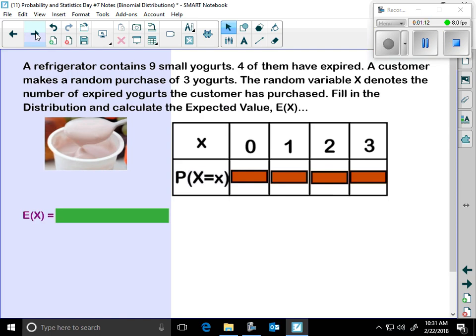So let's get started. A refrigerator has 9 small yogurts. 4 of them have expired. A customer makes a random purchase of 3 yogurts. The random variable x denotes, this is important, x will denote the number of expired yogurts. Well, we're going to find out the probability that they do. Fill in the distribution and calculate the expected value.